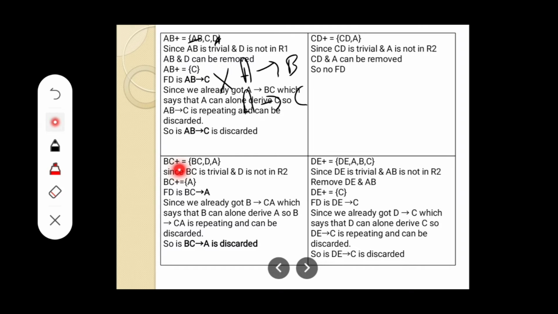Next is what? Next is BC, right? So after AB, next is BC. So BC closure, what is the answer? BC closure is BCDA. Due to the trivial property, BC can be removed, D can be removed, so A is pending. So BC determines A. Okay, so you just check whether anything like B determines A or C determines A is occurring previously.